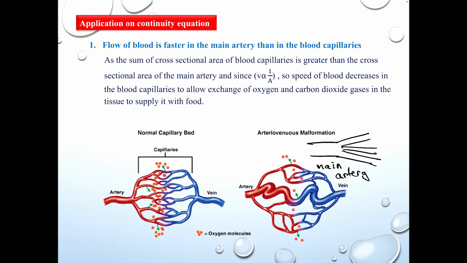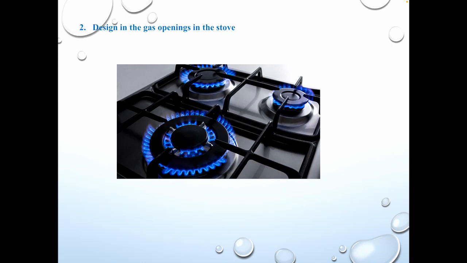So I can say that as the sum of cross-sectional area of blood capillaries is greater than the cross-sectional area of the main artery, and since V is inversely proportional to the cross-sectional area, the speed of blood decreases in the blood capillaries to allow exchange of oxygen and carbon dioxide gases in the tissue to supply it with food. Another application: design of the gas opening in a stove. In designing the gas opening of stoves, you can notice that the opening is small, so that the gas rushes out of it at high speed.